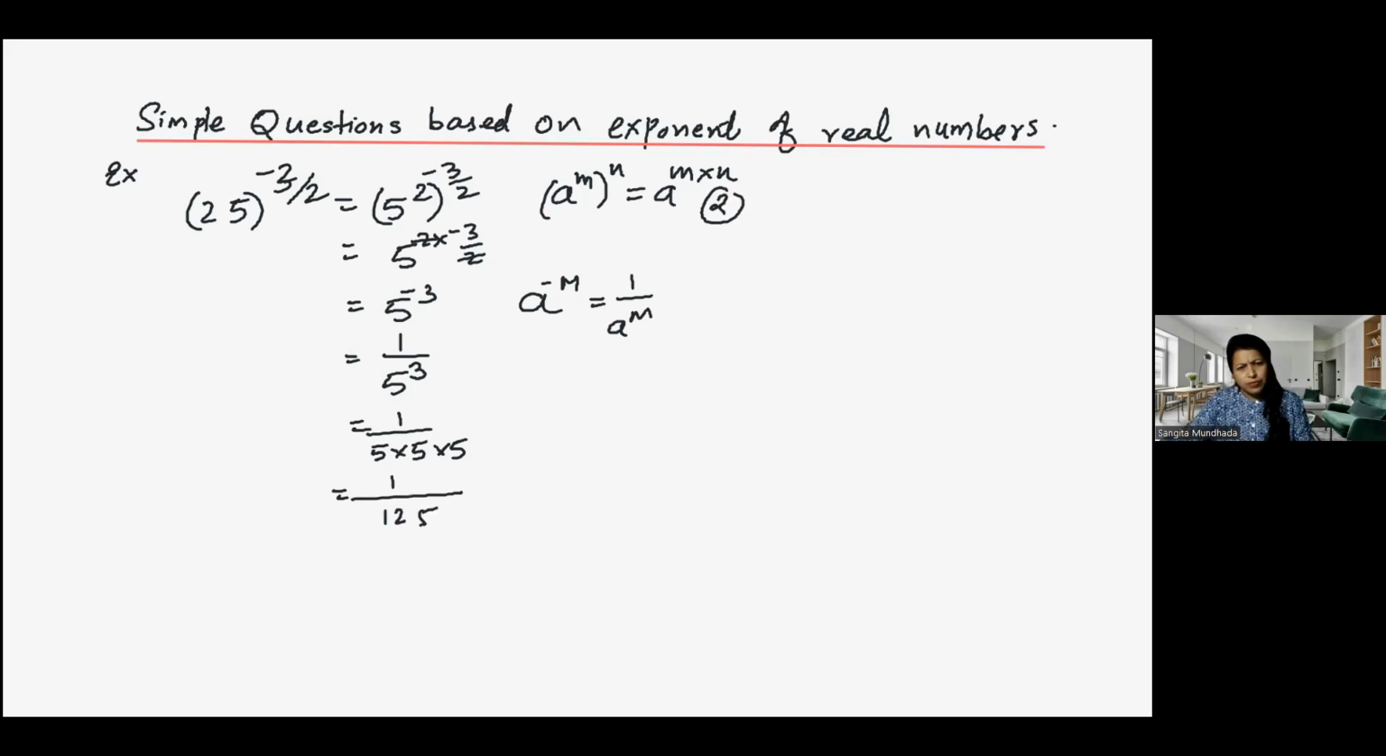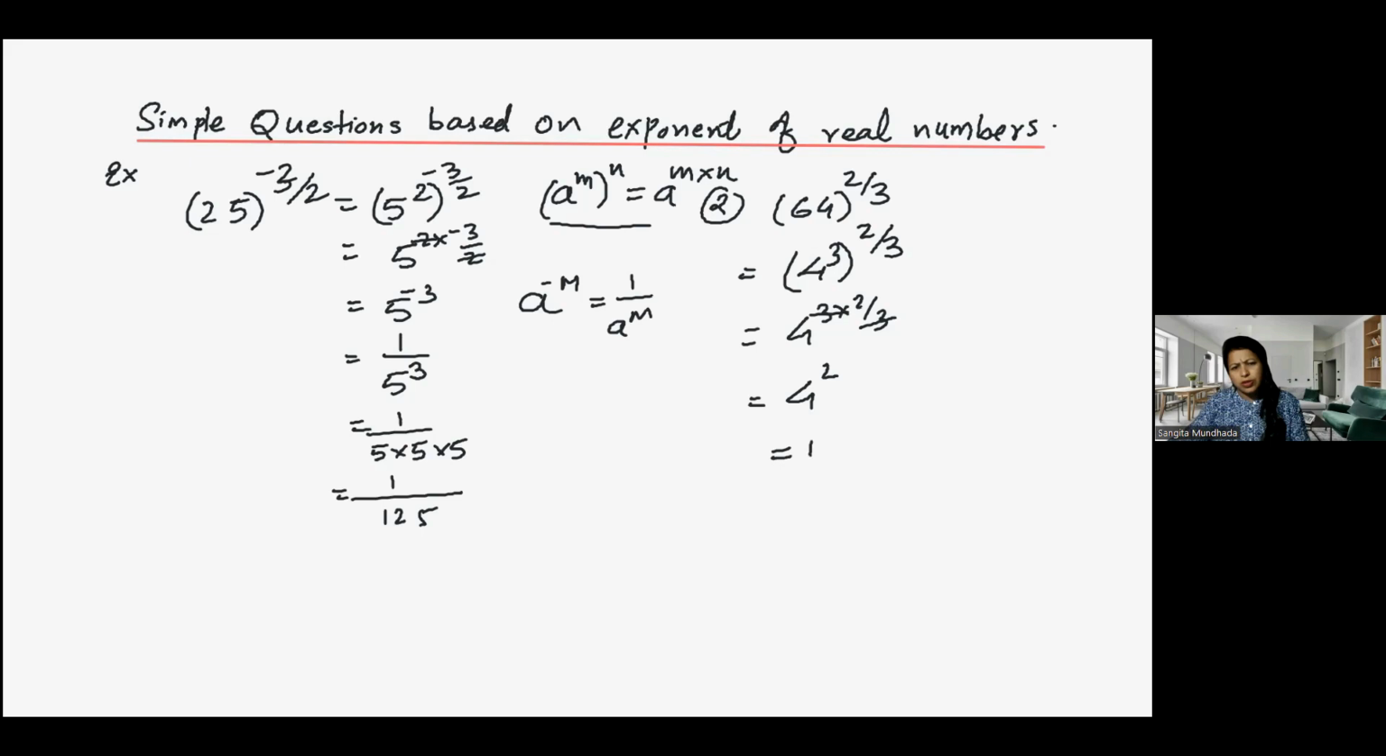Another question. 64 raised to power 2 by 3. I can write 64, since here in the denominator 3 is there, so I will try: 64 is the cube of which number? That is 4 cube. It's 64. Then 2 by 3. Again here the same law we will use. 4 raised to power 3 into 2 by 3. 3 cancels. So 4 raised to 2 is equal to 16.